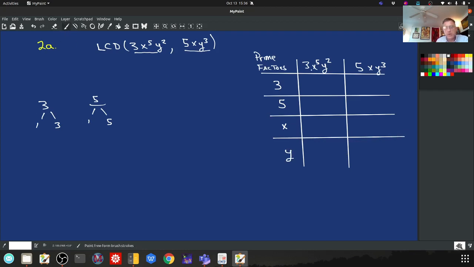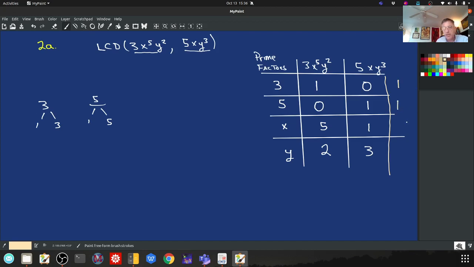So now let's go. How many factors of 3 are there in this term, 3x to the 5th y squared? There's just 1. There's 0 factors of 5. x is raised to the 5th power and y is raised to the 2nd power. For 5xy cubed, there are 0 factors of 3, 1 factor of 5, 1 factor of x, and 3 factors of y. So now we want to ask the question, what is the largest number in each row?